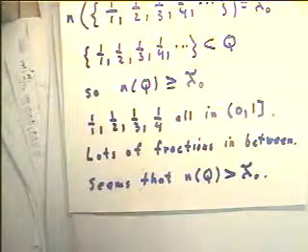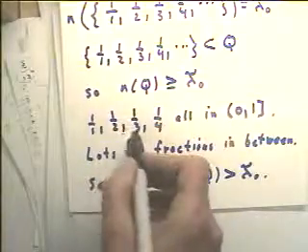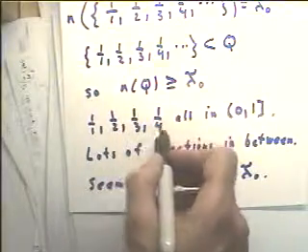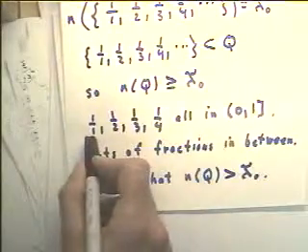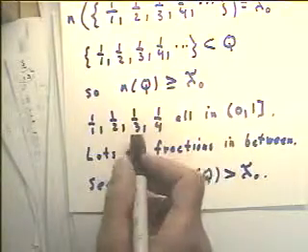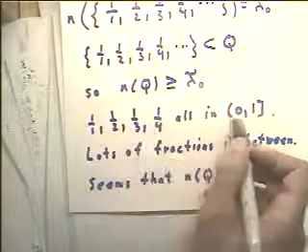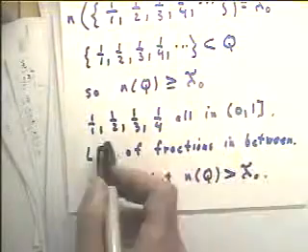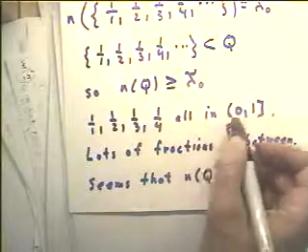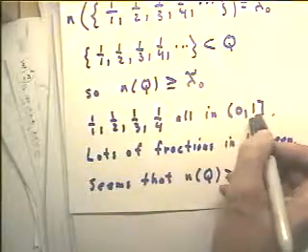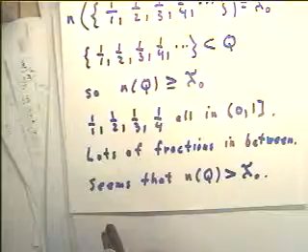Another thing we can think about is that 1 over 1, 1 over 2, 1 over 3, 1 over 4, all of these numbers are less than or equal to 1 and greater than 0. They get smaller and smaller, they approach 0, but they never reach it, and they get as big as 1. So all these numbers are in the interval between 0 and 1 on the number line.